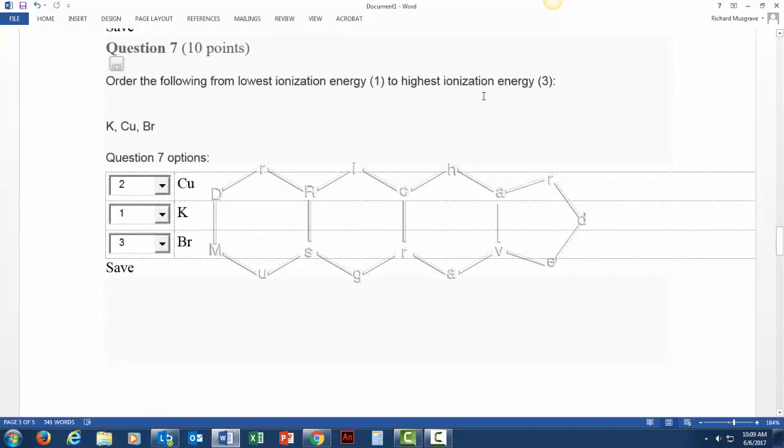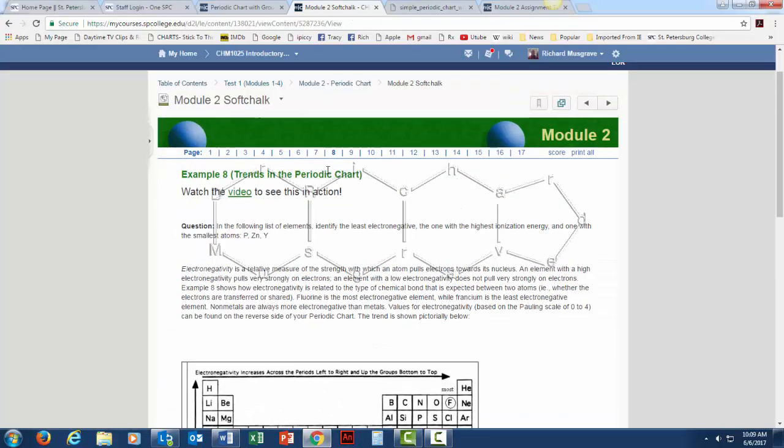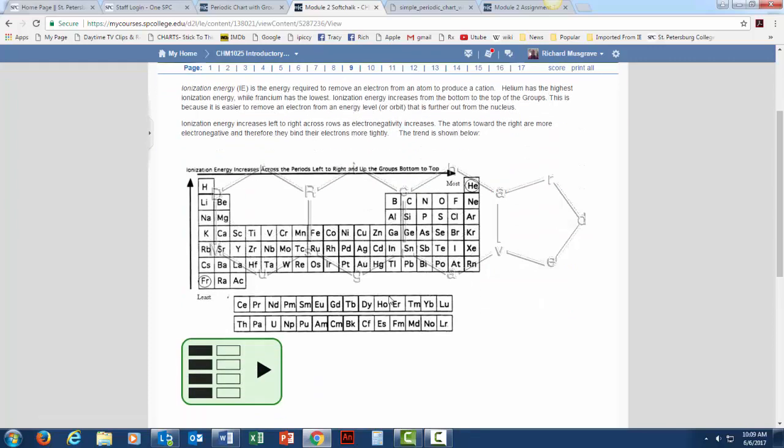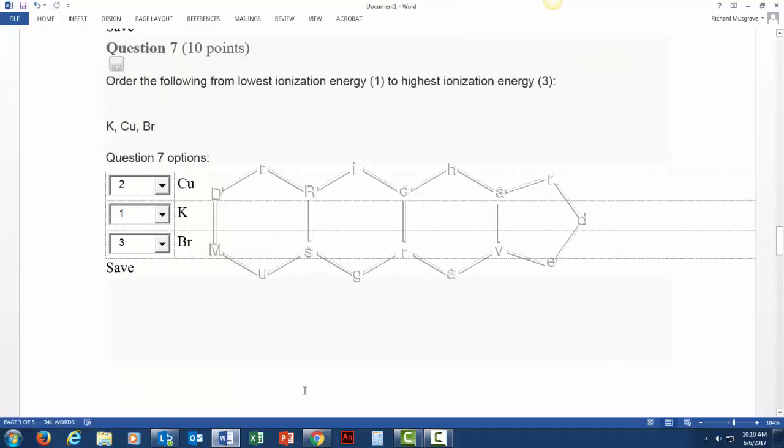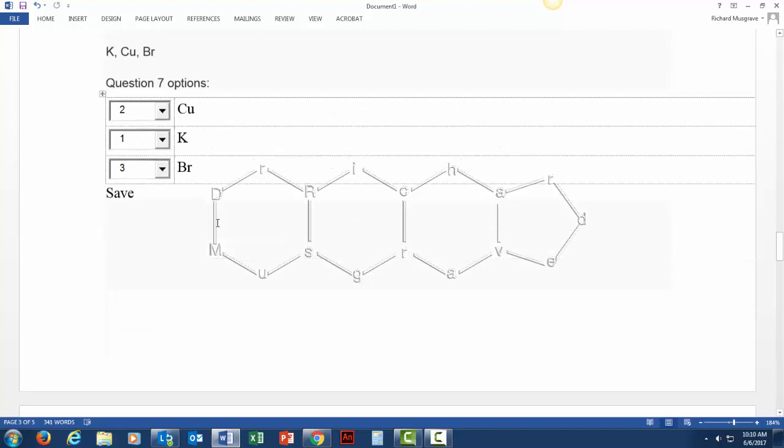Order the following from lowest ionization energy to highest ionization energy. Again, look at the Module 2 soft chalk, and the ionization energies, this will be the lowest down here, and helium would be the highest up here. And in this row, potassium, copper, and bromine. Bromine will have the highest ionization energy, followed by copper, followed by potassium. To give us our answer here, it said lowest to highest. Lowest will be potassium, highest will be bromine, copper will be in the middle.